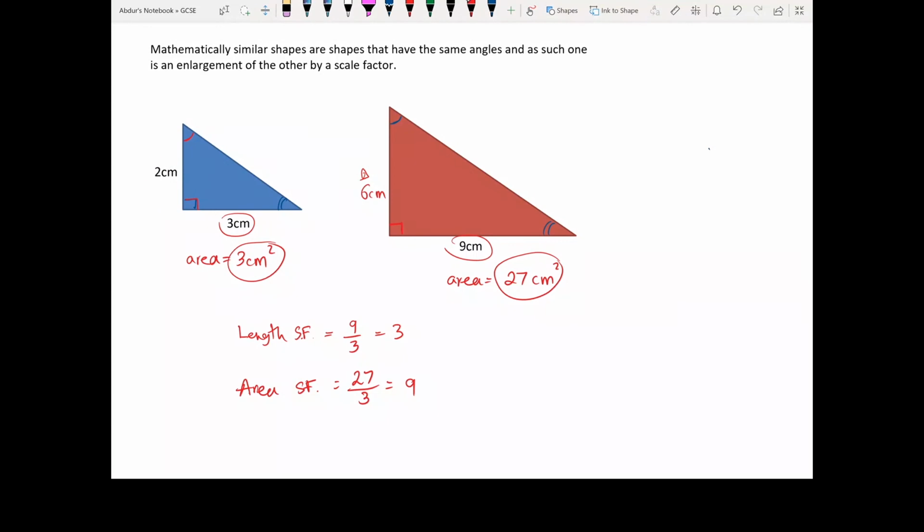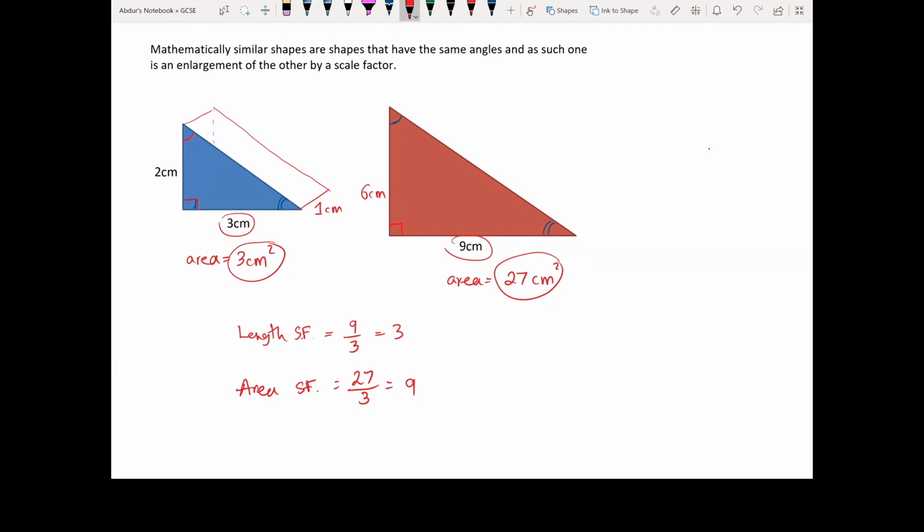So there's my area scale factor, and that I would use with areas. We'll see later on in an example. I'm going to also introduce volume here. So I'm going to make this a 3D shape, a prism here. So I'm going to extend the length here, and I'm going to extend it by a length of, let's say, 1 centimeter here. Okay, so I've extended this prism.